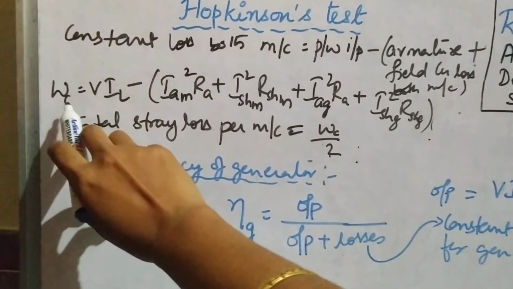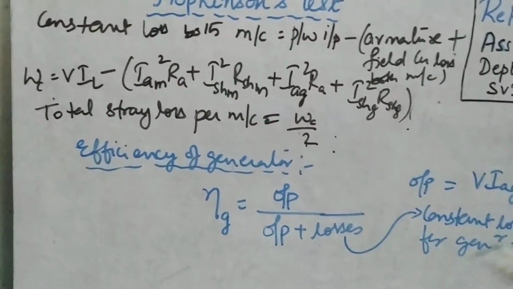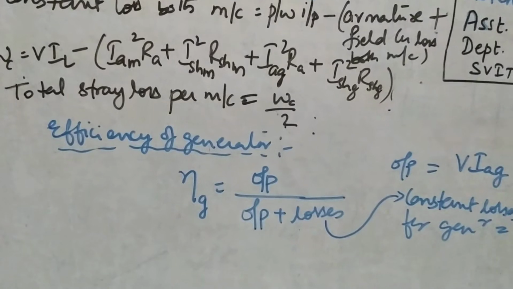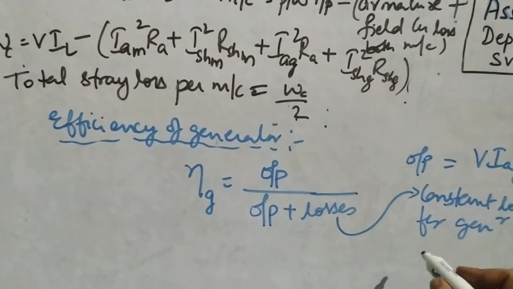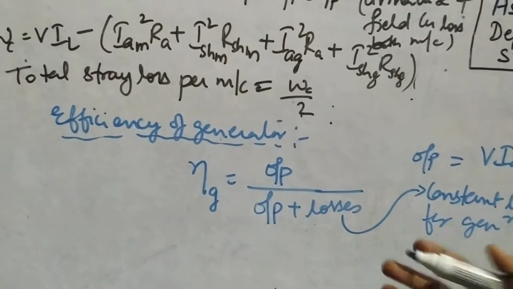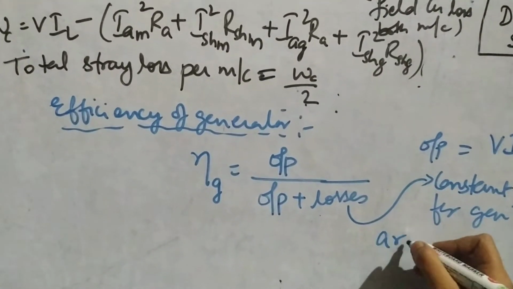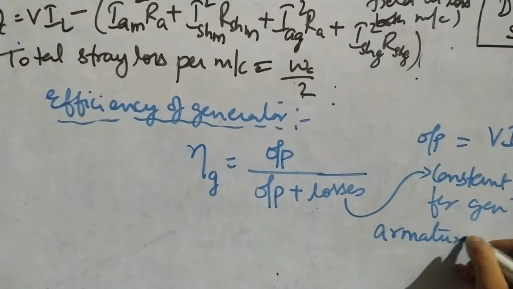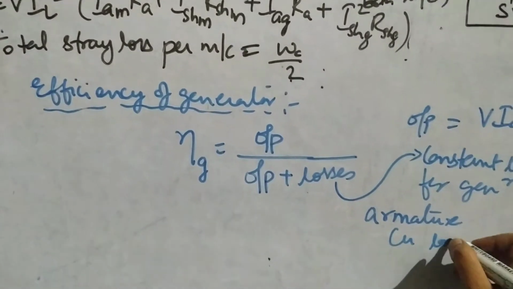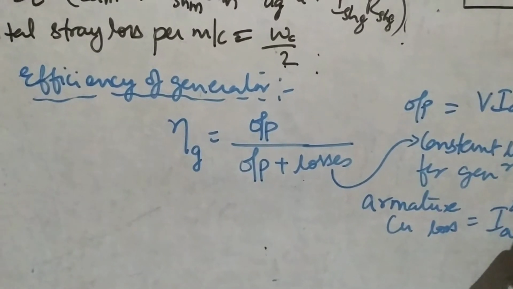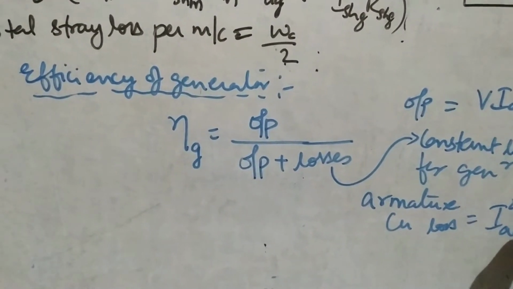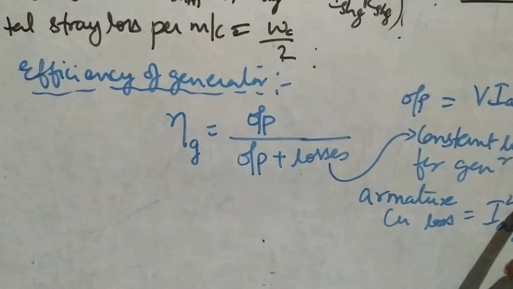this WC, divided by 2. Then along with this constant loss, we have to include the variable loss also. What are the variable loss? Armature copper loss. Armature copper loss means again it is Ia square with respect to which machine? Generator. IAG square into RA.